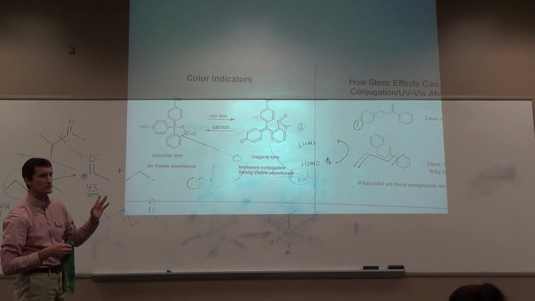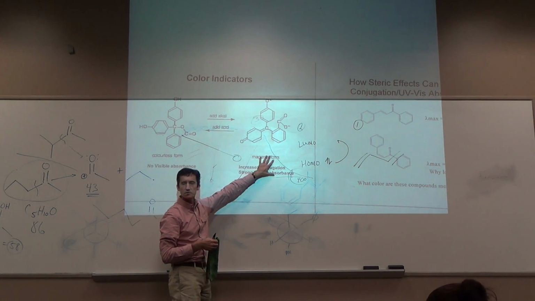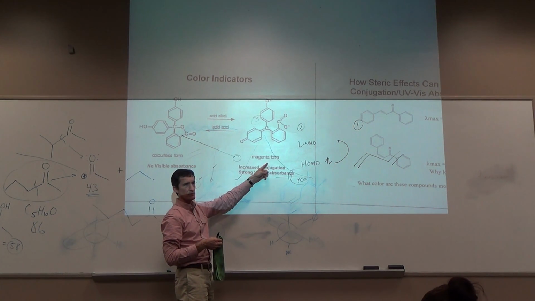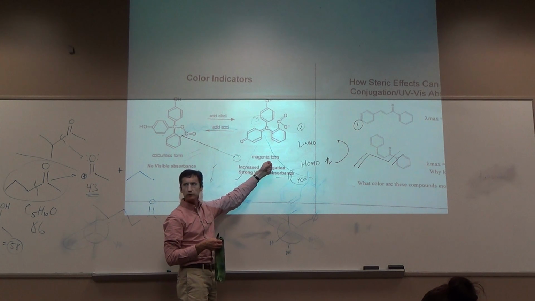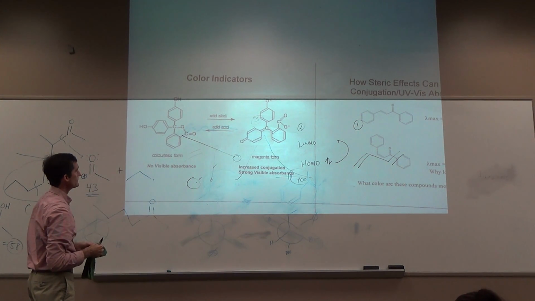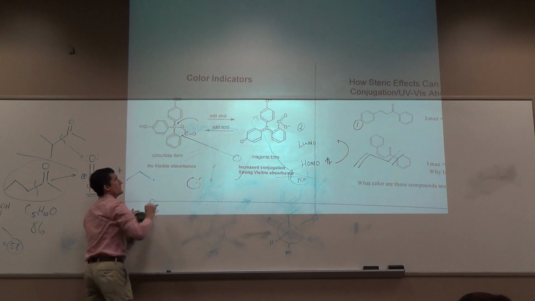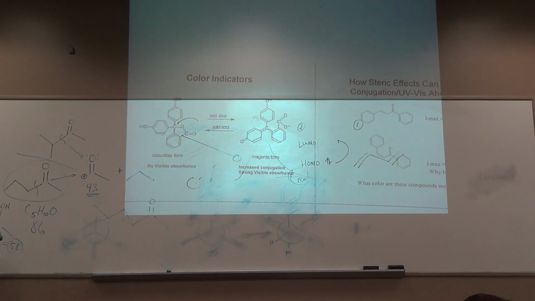Does it make sense based on structure that this could be colorless, but that's going to be magenta? This is colored, so which one's absorbing more in the visible? This one. So would you expect this to be more conjugated or less? More. Look at the structure. Does it look more conjugated than over here? Over here you have 3 benzene rings, but does that carbon there have a p orbital? No. So 3 individual benzene rings, 3 different systems.